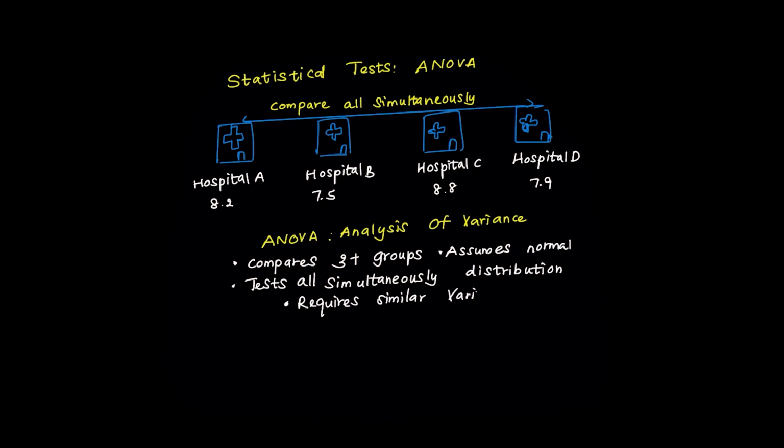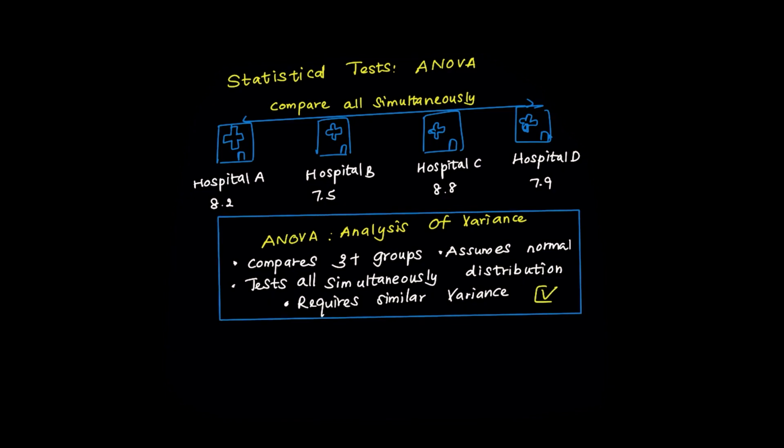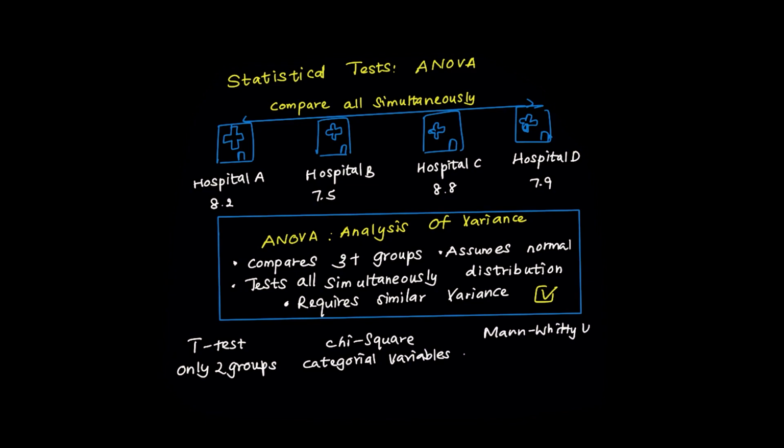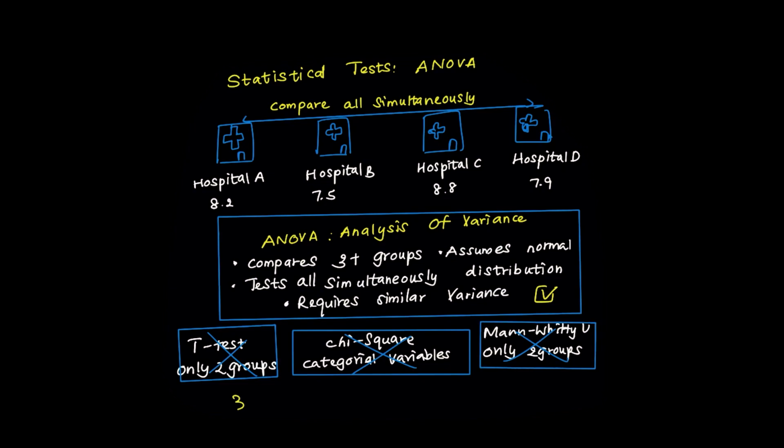ANOVA requires certain assumptions: normal distribution of data, similar variances across groups, and independent observations. T-tests can only compare 2 groups at a time, so they're inadequate when you have 3 or more hospitals. Chi-square tests are for categorical variables, not for comparing numerical mean scores. Mann-Whitney U is a non-parametric test for two groups when normality assumptions aren't met. But we have three or more groups here, and we're told to assume normal distribution. When you see three or more groups and you need to compare means, ANOVA is almost always the answer.